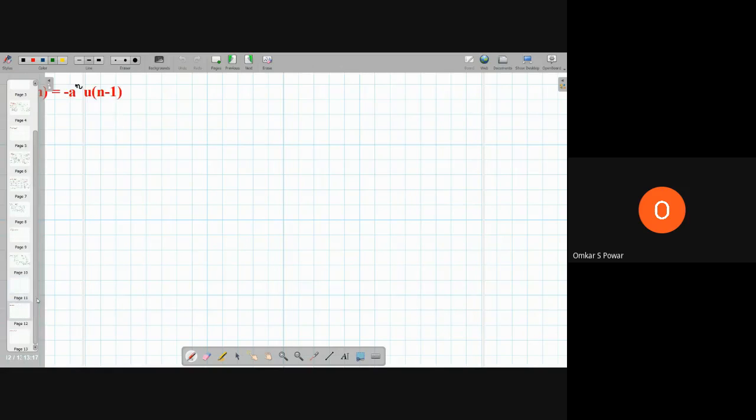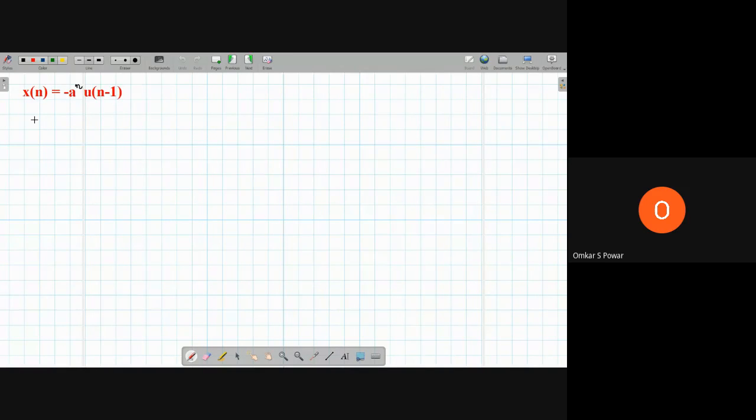Okay, so now let me go to another problem here. What we got is x of n is equal to minus a power of n into u of n minus 1. Let me write the mathematical expression first. x of n is equal to minus a power of n, or let me take this as u of minus n minus 1. Okay, so that there will be a thrill in solving. Otherwise u of n minus 1 will be boring. So minus n minus 1 is greater than or equal to 0, minus n is greater than or equal to 1, or n is less than or equal to minus 1. So now let us substitute in the formula and let us solve.